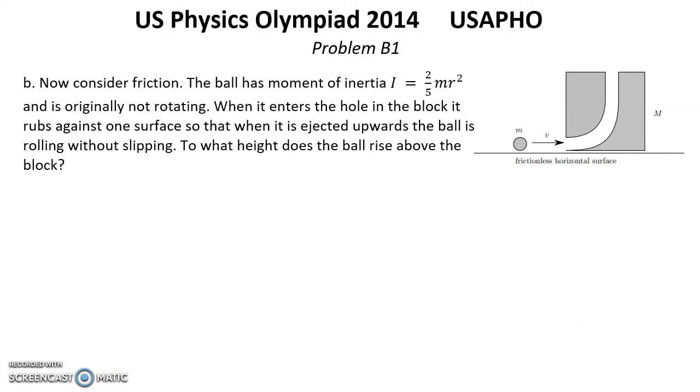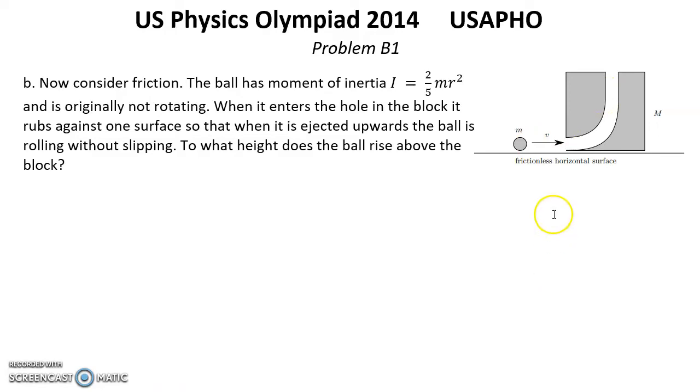Question B. Now we have a motion with friction. And the main thing here is that when the ball enters this block, it's not rotating. It means that we have kinetic friction between ball and the block, and the ball starts to slow down due to friction, and also it starts to rotate due to friction. And finally, when this ball leaves the block, it rolls without slipping, and this is an important point. We can use it.